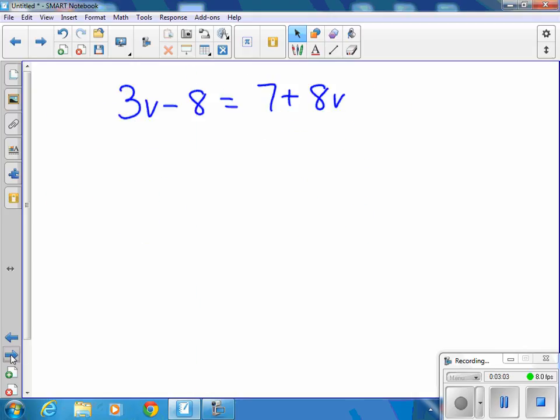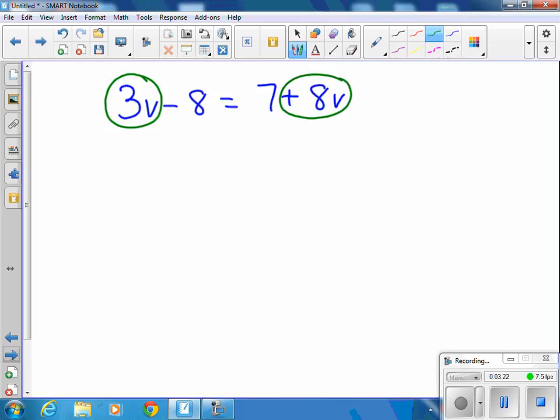A little bit more work maybe on this one here. Okay, we have 3v minus 8 is equal to 7 plus 8v. So taking a look at this, I have 3v. Again, I'm going to move my variable. That's the first thing I'm going to do because I want all the variables on the same side. So 3v and positive 8v. Which do you think I'm going to do? Am I going to subtract 3v from both sides or subtract 8v from both sides?